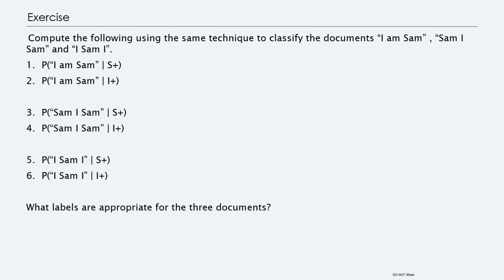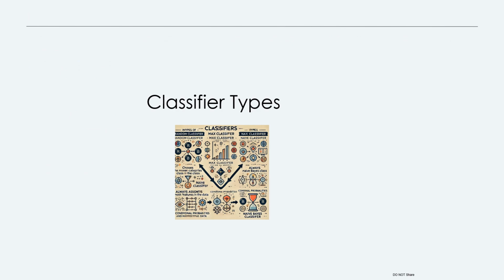Now it's your turn to try this out. Take a look at the documents that contain the phrases I am Sam, Sam I Sam, and I Sam I. Using the same method we just practiced, work through each one to decide how it should be labeled. Remember, you can skip the denominator and just focus on comparing the numerators. Give it a shot, and when you're ready, check the comments section or open-ended questions in qubits.ai to find solutions and compare your results. Happy calculating!